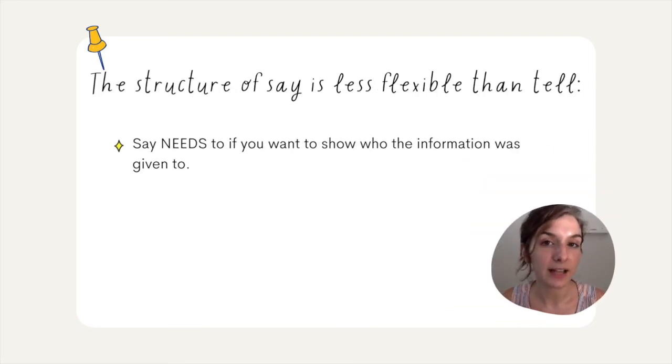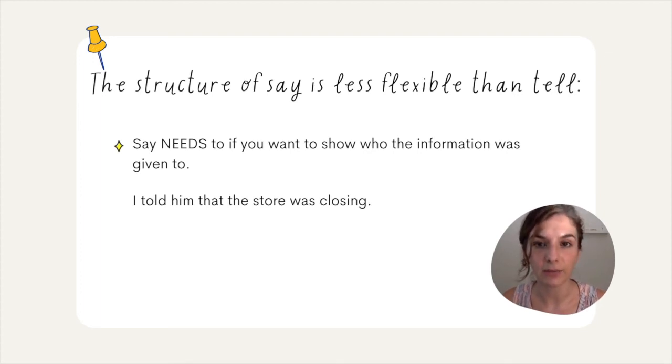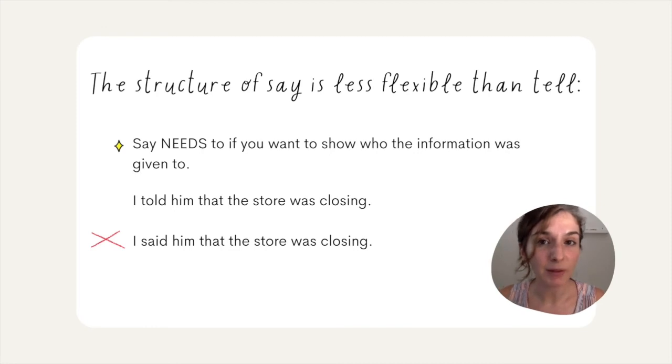Say is much less flexible than tell, meaning that if you want to include who the speaker is talking to, you need to use "to." You absolutely need to use "to." Let's say you want to take the sentence, "I told him the store was closing," but you don't want to use the verb tell, you want to use the verb say. A really common mistake that a lot of students will make is that they will say something like, "I said him the store was closing," which is wrong. We can't do this because we need to have "to" here if we're using the verb say.